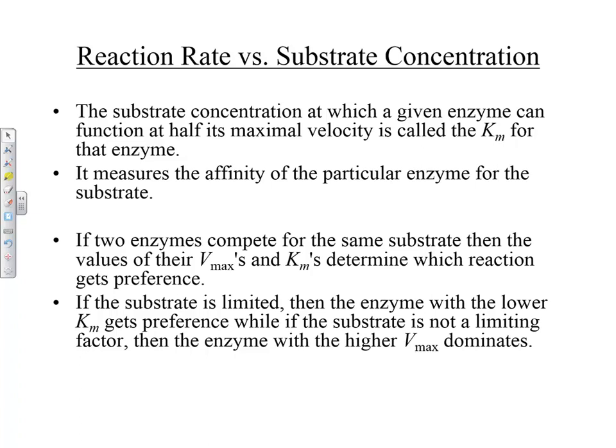So as I said, the substrate concentration at which a given enzyme can function at half its maximal velocity is called the Km for that enzyme, and it measures the affinity of the particular enzyme for the substrate. If two enzymes compete for the same substrate, then the values of their Vmaxes and Kms determine which reaction will get preference. If the substrate is limited, then the enzyme with a lower Km gets preference, while if the substrate is not a limiting factor, then the enzyme with the higher Vmax is going to dominate.